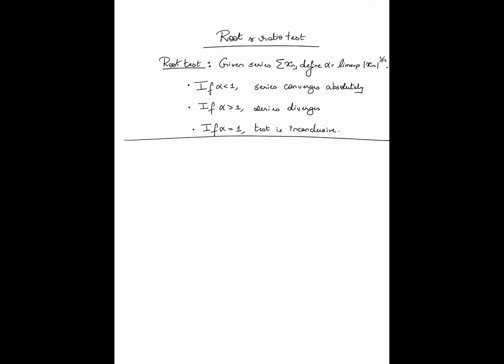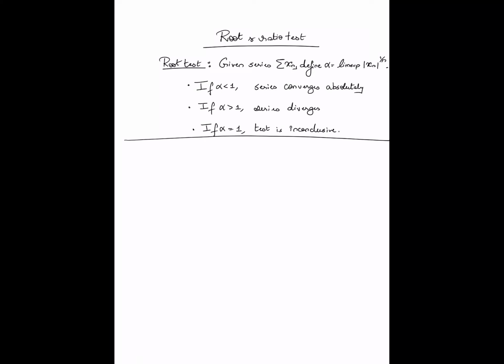And if alpha is equal to 1, if you're at the boundary between these two, it turns out the test is inconclusive. In other words, you can come up with examples of series where alpha is 1 and the series itself is convergent. Similarly, you can also come up with examples where alpha is 1 and the series is divergent, and we will give such examples in a bit.